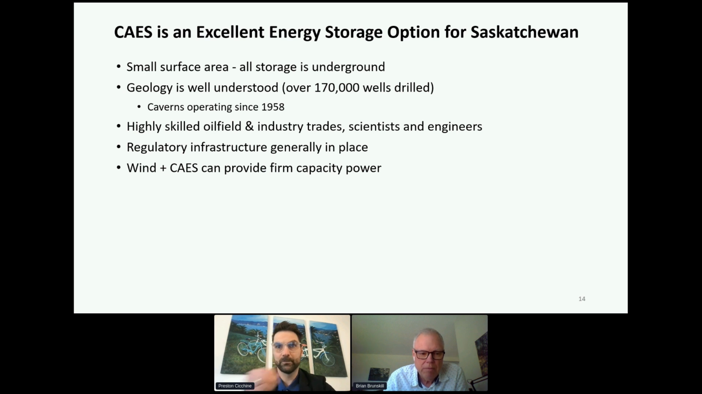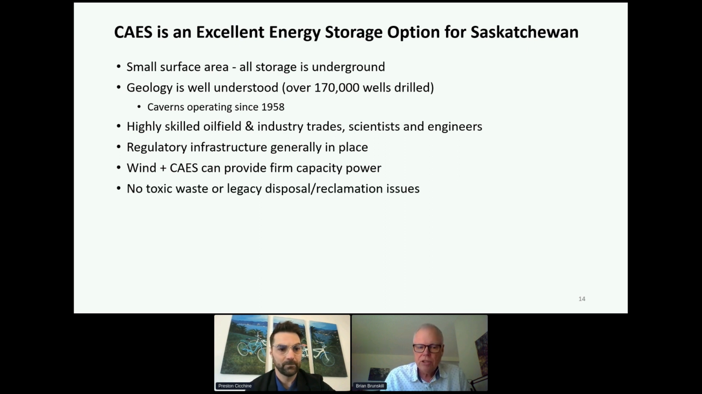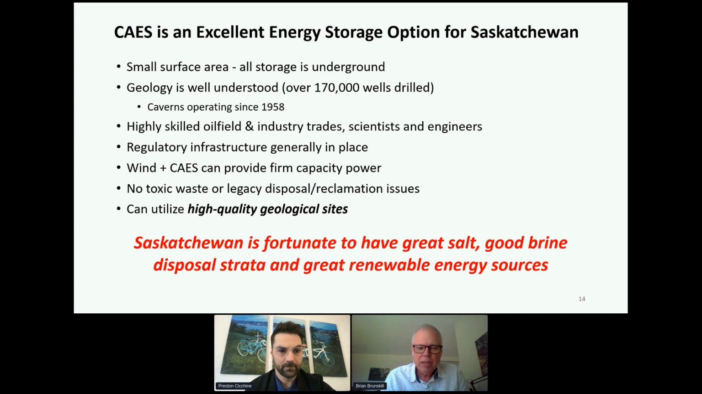So, in my opinion, wind plus CAES can provide firm capacity power if it's managed as this appears to be. I use wind and CAES because wind is not so seasonal as solar, and it operates at night. But of course, solar can play a significant role in this as well. And very importantly, there are no toxic waste or legacy disposal reclamation issues with compressed air storage. At end of life of a facility, there would be the usual reclamation issues with a large plant of some kind. And we have high quality geological sites. We have the resources to do this in Saskatchewan.